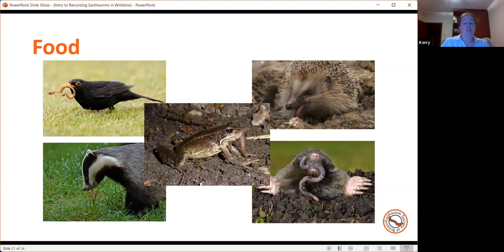And there's also lots of invertebrates as well that eat earthworms, so centipedes, flatworms, leeches, some beetles, they all eat earthworms. And there's also lots of parasites that will get them. So they're really, really important link in the food chain for lots of different animals.